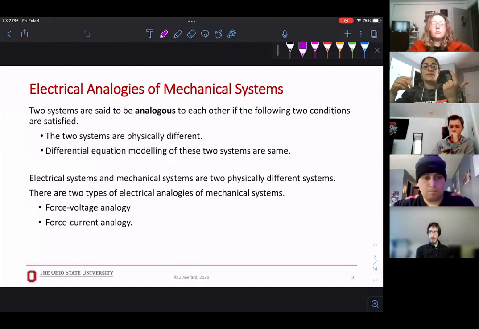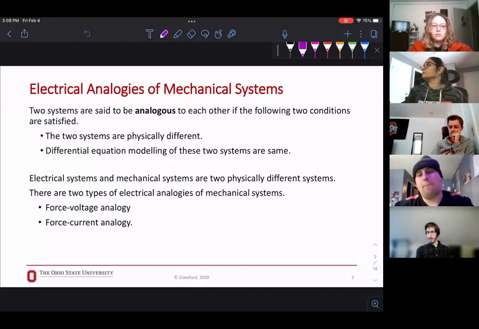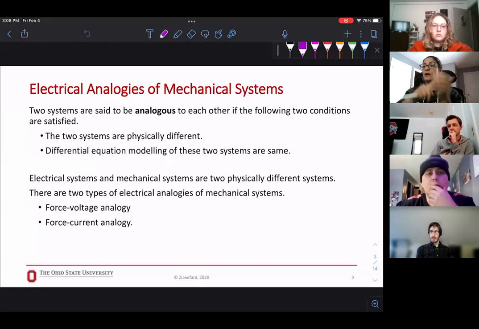But their differential equations are the same. So does that make sense? No, it doesn't make sense. So let's say a mass spring system and an RLC circuit. We have solved both of them.